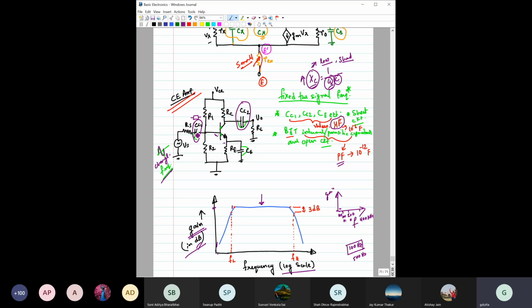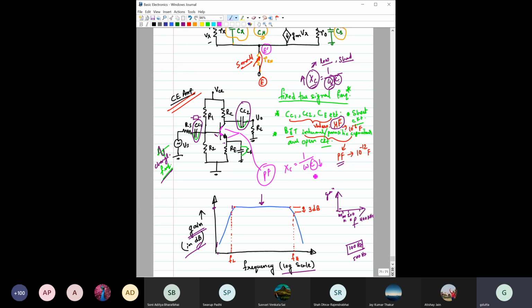At a particular frequency, you can assume that these are short circuited. So when you consider them short circuited, the gain will remain flat, and it remains so for a certain frequency range. After that, when you go for very high frequency, then see what is happening. Then these internal capacitances, whose values are in the range of picofarad, earlier we assumed to be an open circuit. But now see what is happening.